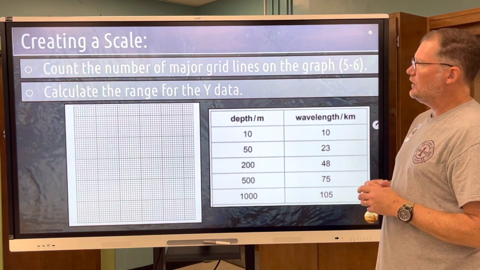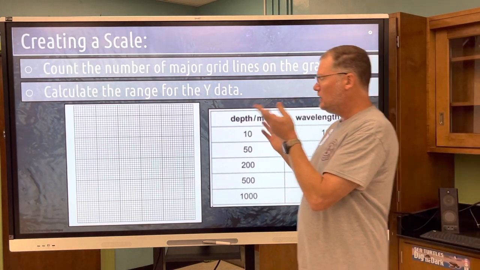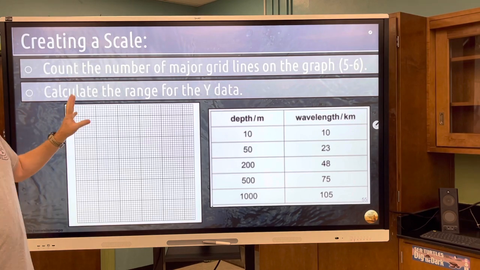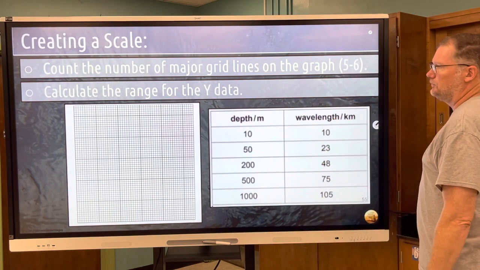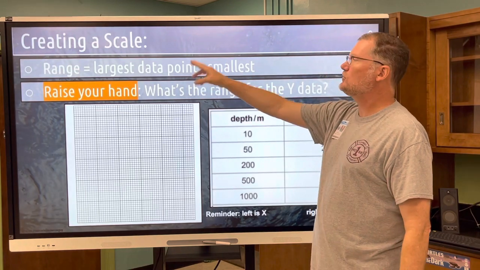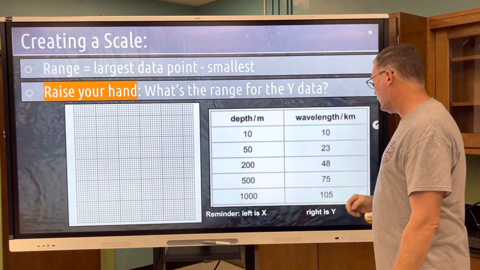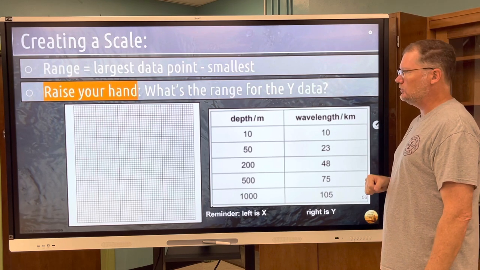So we're on slide 55 right now. You're gonna count the number of major grid lines on the graph. So here is 5 or 6. So you've got 1, 2, 3, 4, 5 and a half, 5 or 6, okay? And then you're gonna calculate the range for the Y data. So the range, and you have to fill this in on your notes, the range is the largest data point to the smallest data point, okay? So 105, 10, smallest, largest.